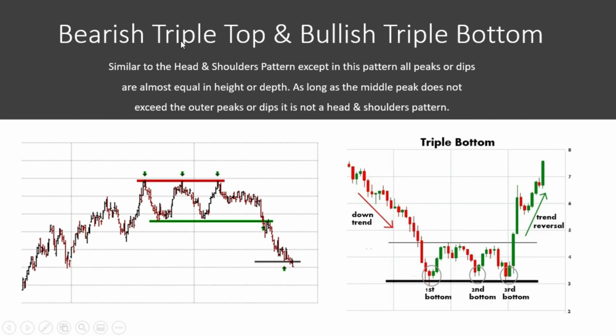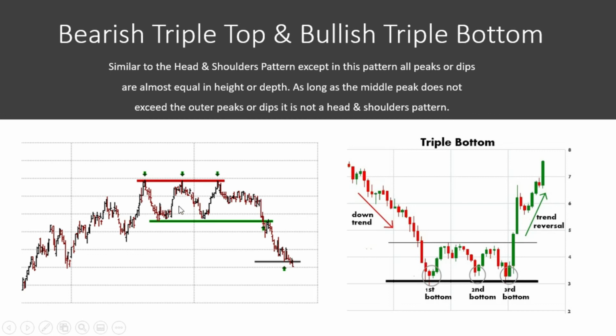The bearish triple top and bullish triple top are pretty similar to the head and shoulders in the sense that it's a reversal pattern, but it's not head and shoulders. In this pattern, all peaks or dips are almost equal in height or depth, right? As long as the middle peak does not exceed the outer peaks or dips, it is not a head and shoulders pattern. A lot of people mistake these triple tops and triple bottoms for head and shoulders.